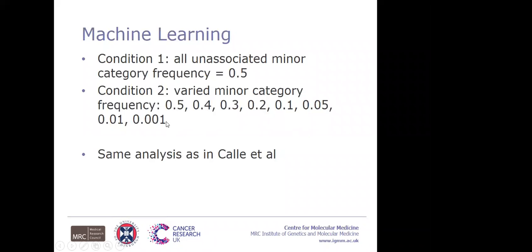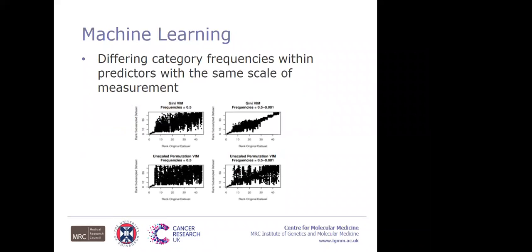And then I performed the same analysis as in the original paper, where I ran random forest once on the full data set, and then I took 100 90% subsamples of the data and plotted those, just like in the original paper. So what I can show you here is at the top, these are the Gini index-based variable importance measures. These are the permutation-based variable importance measures.